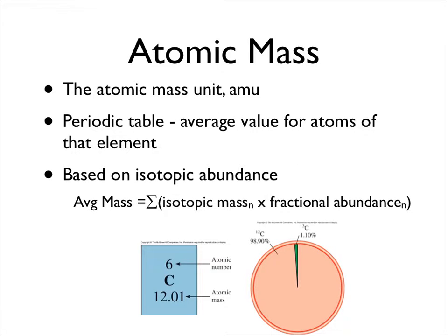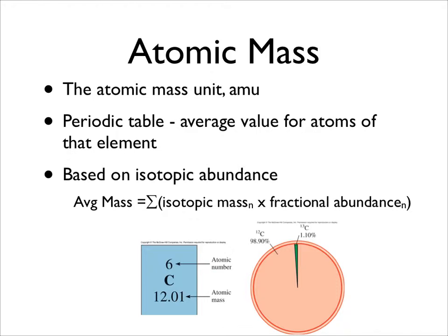So first we're going to start off with the atomic mass. The mass of an element is given by the atomic mass unit, or the AMU. I'm not going to bore you with all the details of why we have different units, but suffice to say that we can measure the mass-to-charge ratio of small particles using something known as a mass spectrometer. Now, the takeaway from this is that the periodic table gives you an average value for the mass in AMUs of the element. Now, notice these are not whole numbers.